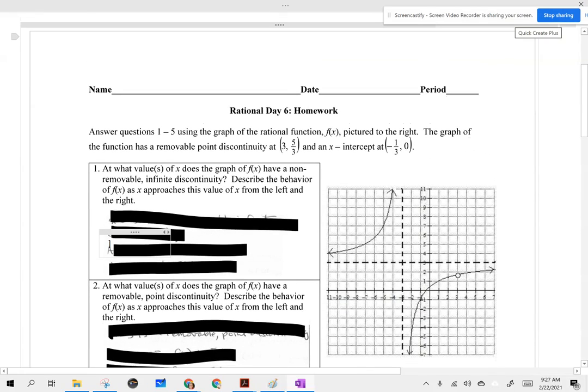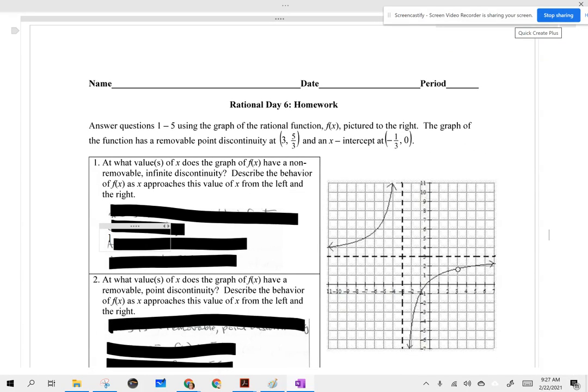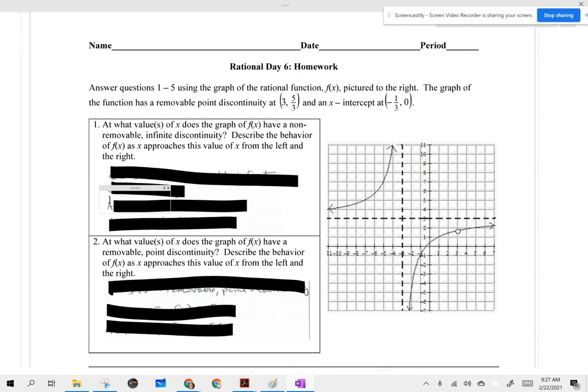Right, so we are working on day 6 homework. If you could answer questions 1 through 5, make sure that you've read the directions. So answer questions 1 through 5 and we'll explain it.